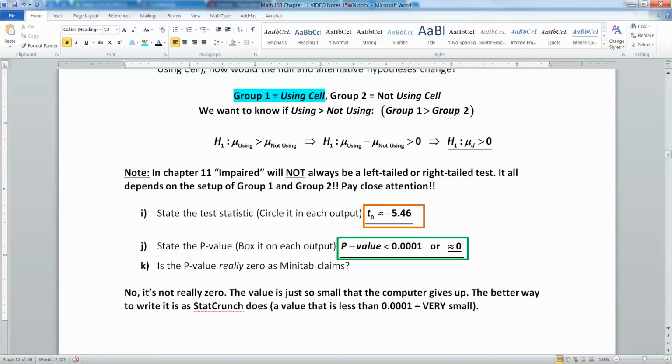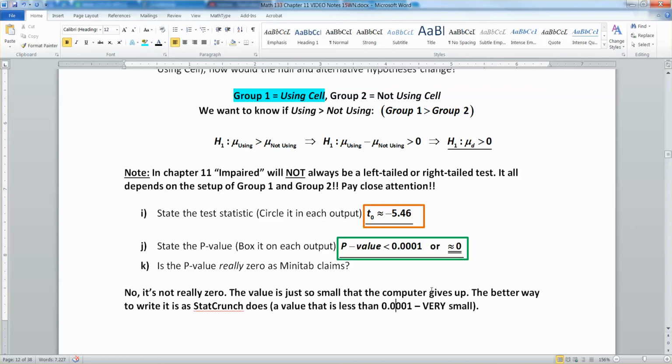Now the question is, is the value really 0.000 like Minitab claims? And the answer is no, not really. The thing about Minitab is that it basically gives up. It kind of says, oh, that's good enough, and walks away from it. But we have to know that StatCrunch is actually the better way to write it. What it's saying is that it's really, really small. There's more than 3 zeros in this problem.